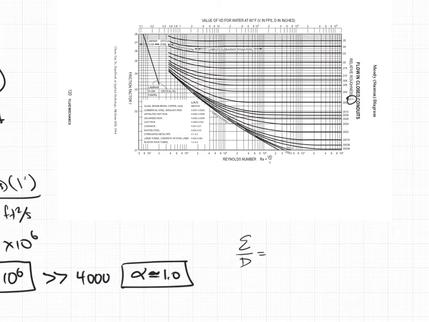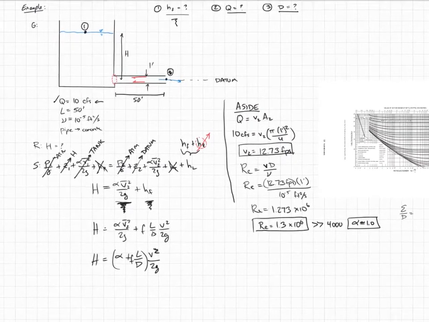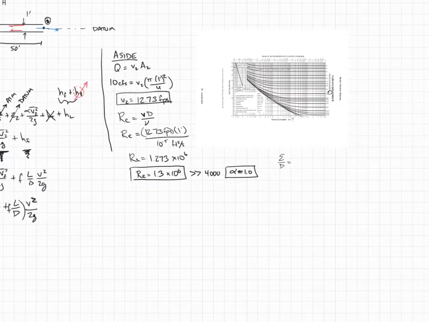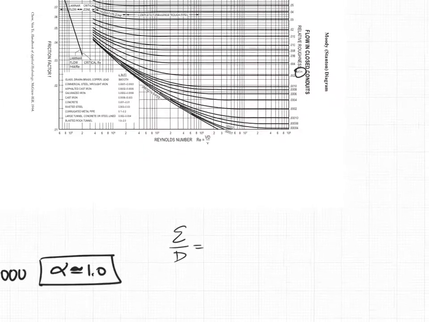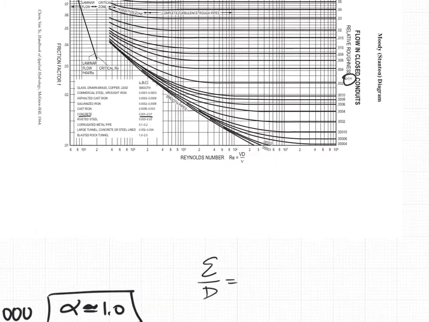Let's see here. Epsilon on D. You can zoom out. What's our epsilon? Oh, they don't give us an epsilon. What they give us is the fact that this is concrete. So what I'm going to recommend is that we go over here and look for concrete. Do we have concrete? We must have concrete. Concrete right here. Now, it's done something really annoying: it didn't give us a single value for concrete.